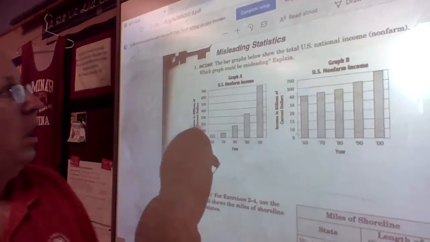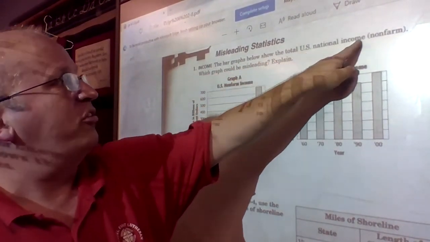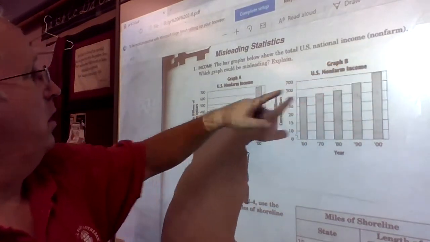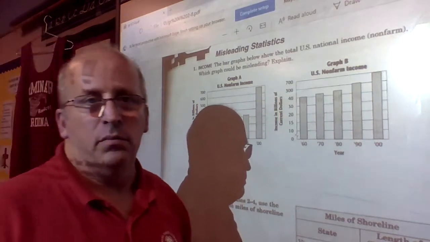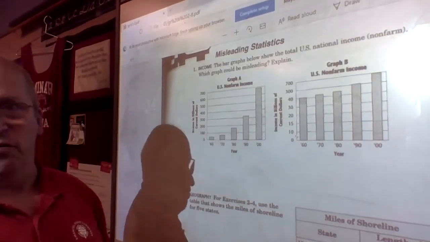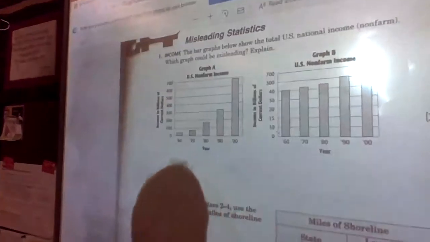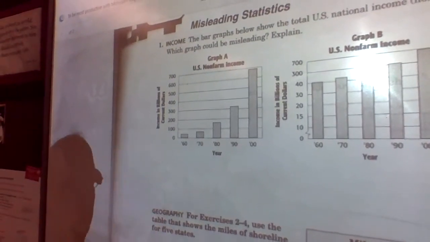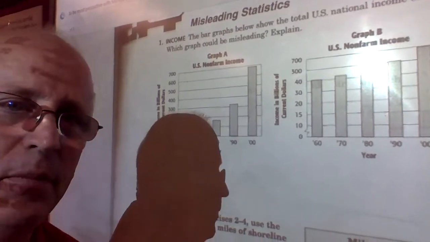It's there. It says here the bar graphs below show the total U.S. national income, non-farming. Which graph could be misleading? Explain. Now, I'm going to warn you in advance: both of these graphs show the exact same information. Exactly the same information. But they're doing it in a slightly different way.